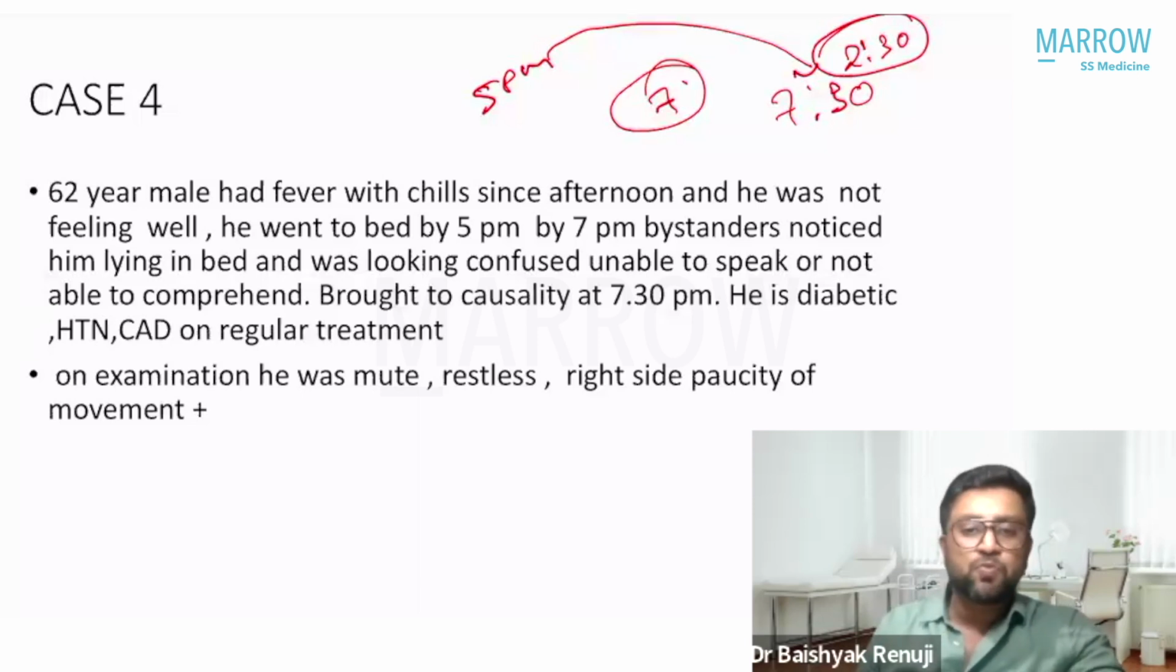On pain, there is a reduced movement of the right side. We cannot assess the exact power because he is not obeying the commands. He is looking at you with complete consciousness, but he is not obeying commands. He is totally confused. He is totally mute. So we have a clinical diagnosis of stroke, and he is very restless.